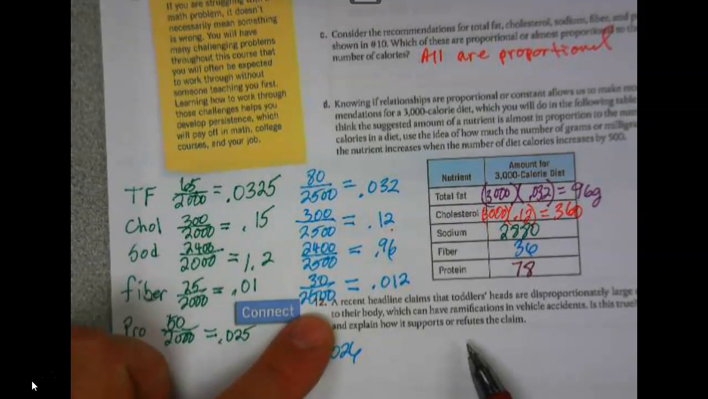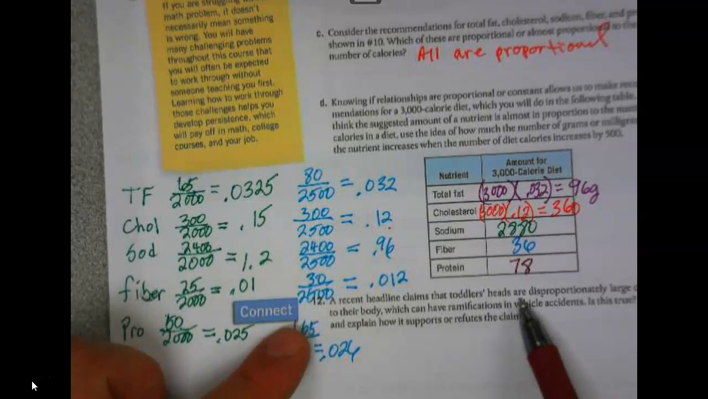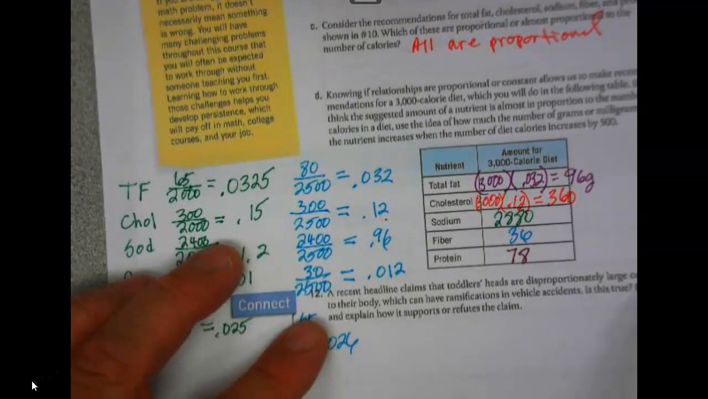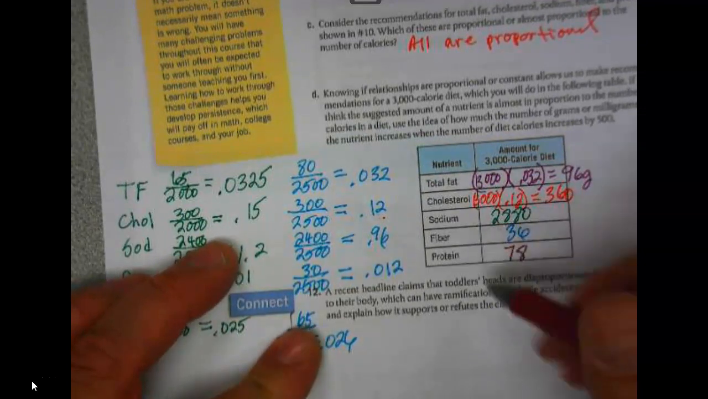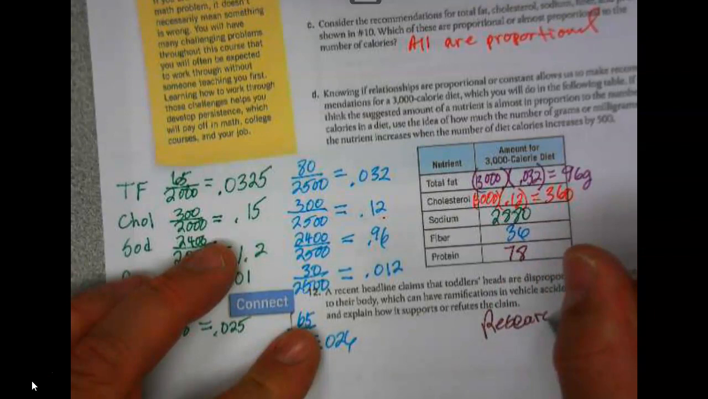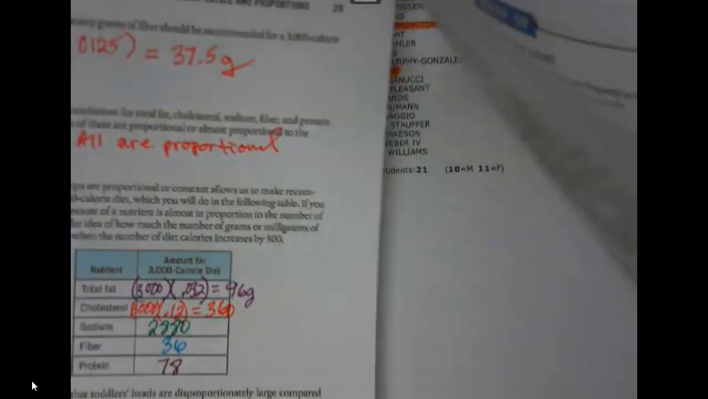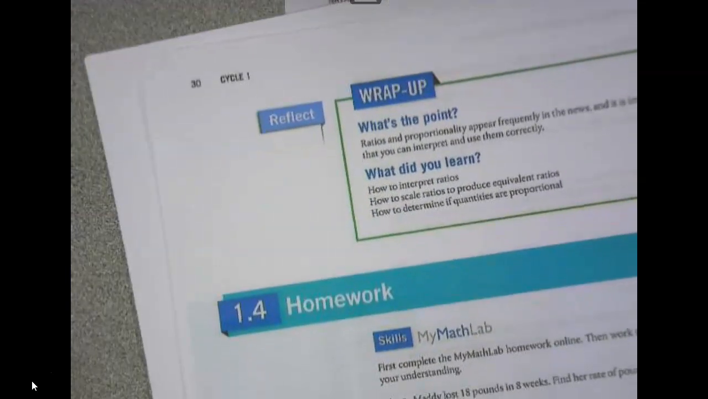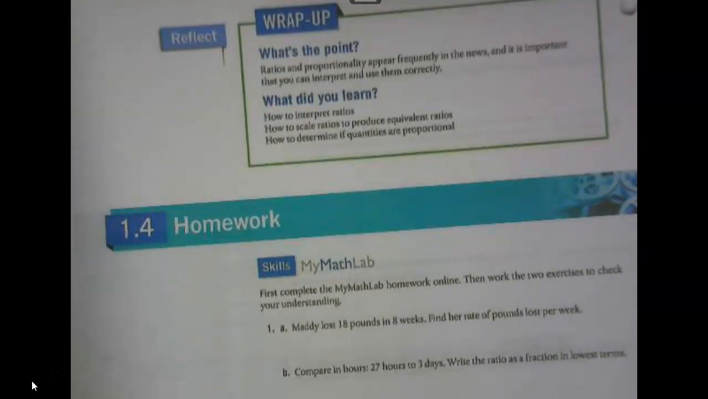Okay, 12. Recent headline claims that toddler heads are disproportionately large compared to the body. Okay, so this is kind of a research problem. I'm going to skip that one for now. And that will do it for 11.4 notes. And then I want you guys to go ahead and do the homework for this section.